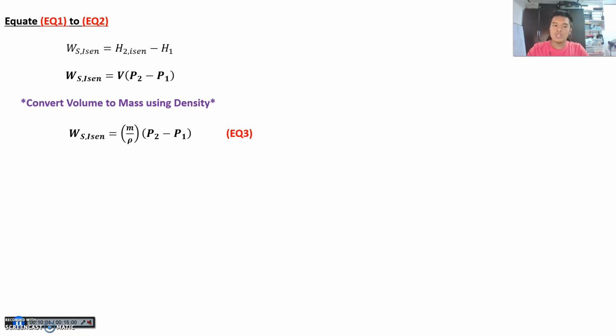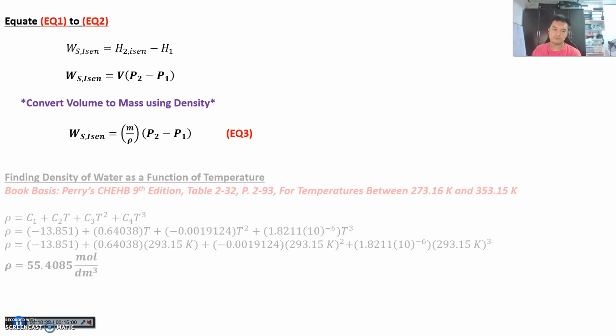Then, we need to convert volume into mass, since our given is in mass form. How do we do that? Well, remember that the formula for density is mass over volume. Rearranging that formula, we get volume equals mass over density. This means that the isentropic shaft work is equal to the mass over the density times the pressure difference.